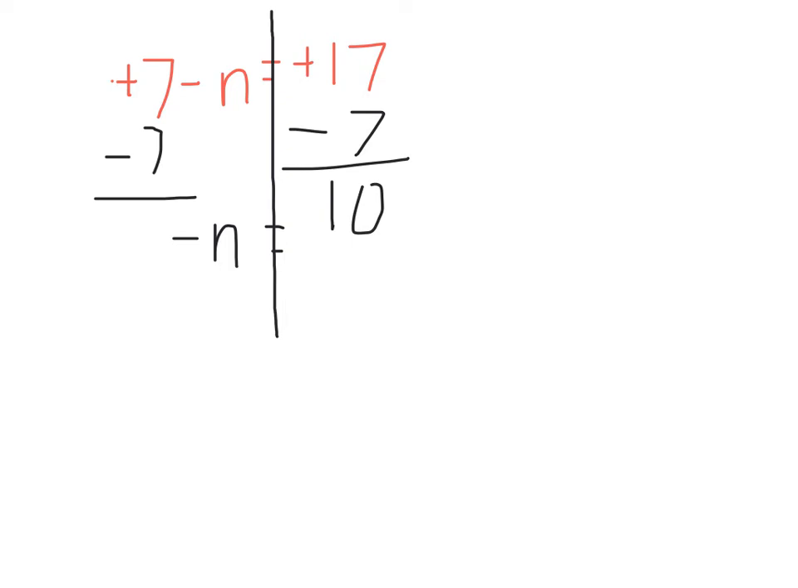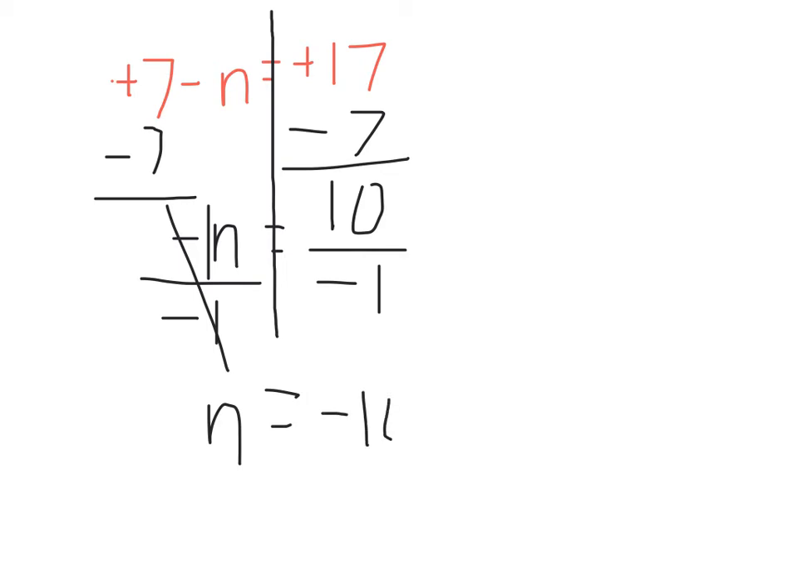If there's no number in front of that letter, there's just a 1 there. So if I think of it as negative 1n, and I need to get rid of that negative and the 1, they're multiplying, so I would divide by negative 1. That gets rid of it, and now my n is by itself. So now I need to divide this by negative 1. So 10 divided by negative 1 equals negative 10. So my answer here is negative 10.